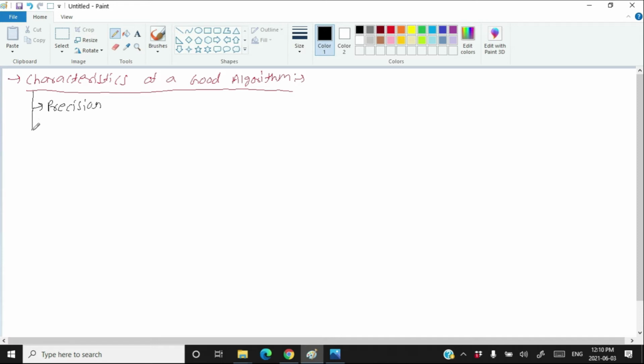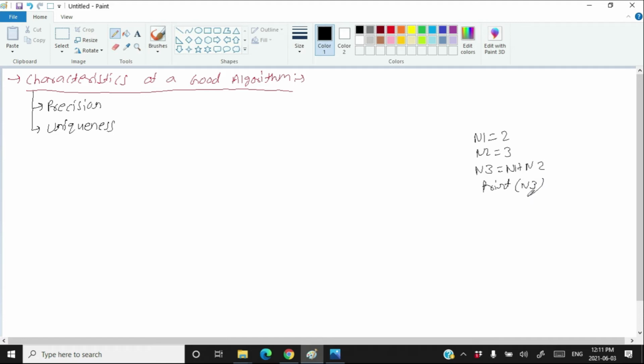The second characteristic of a good algorithm is uniqueness. Each step of an algorithm should uniquely contribute to the overall algorithm. Each step should have a unique value. Suppose that you have to add two numbers and then print. You decide the two numbers n1 is equal to 2, n2 is equal to 3. Then you do n3 is equal to n1 plus n2 and then you print the value of n3.